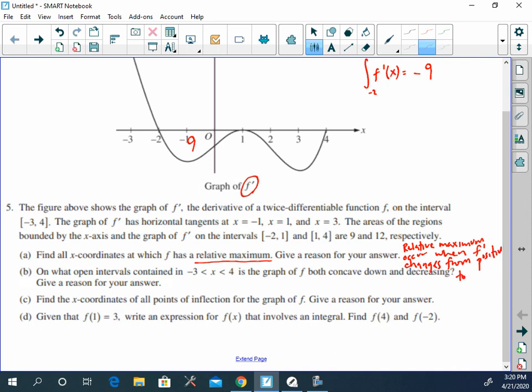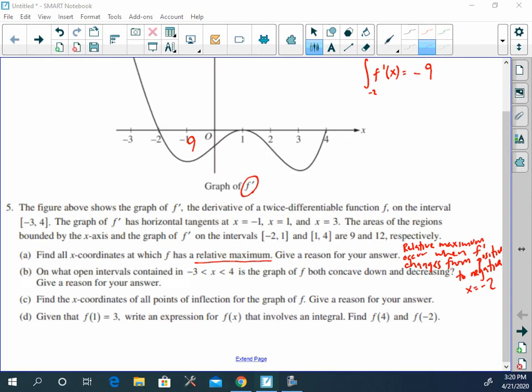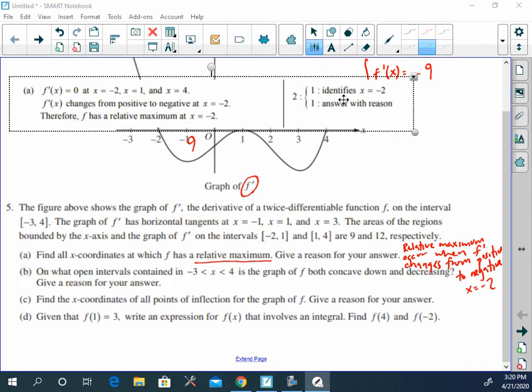And this is justifying it. And it's also helping me organize my thoughts here. So f prime changes from positive to negative. This is f prime. It's changing from positive to negative at x equals -2. And it says find all x coordinates, so that should be the only x coordinate where that occurs. Now if I check the key, the key identifies x equals -2 and then the answer with the reason.